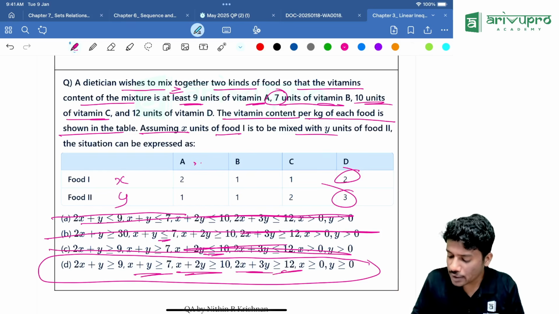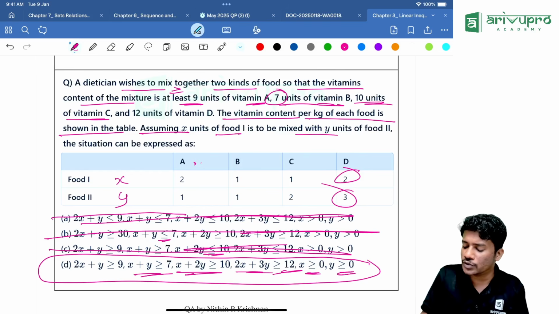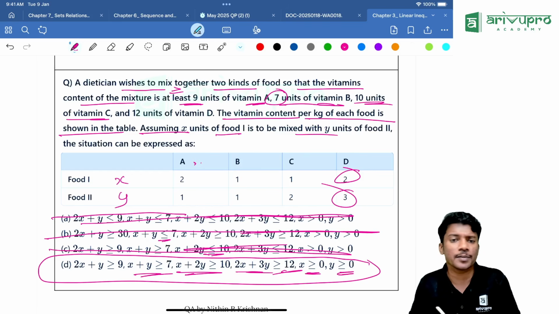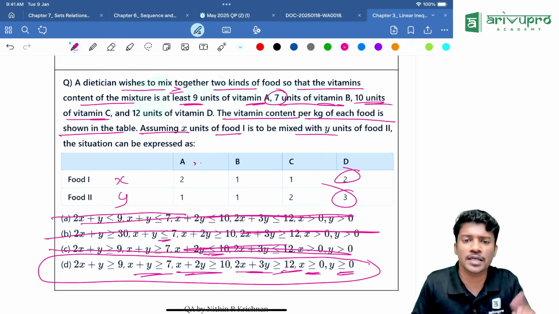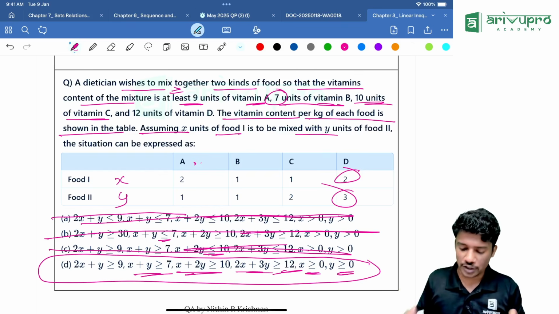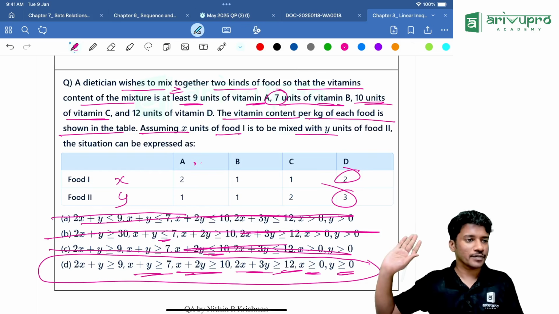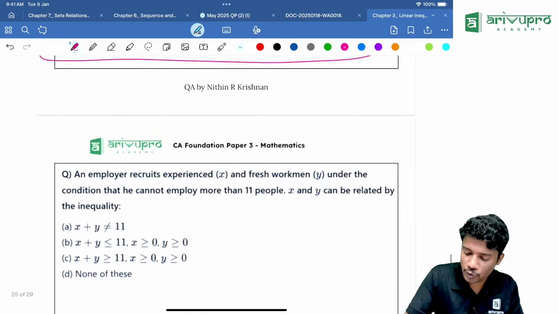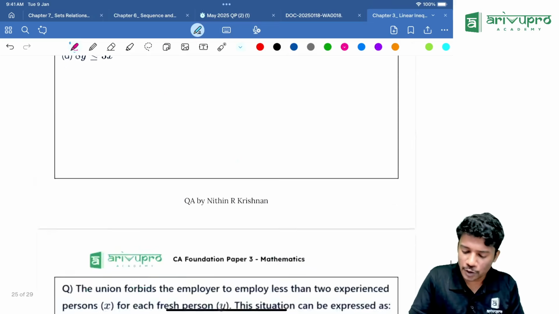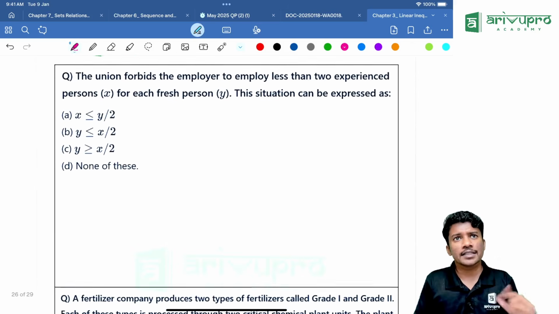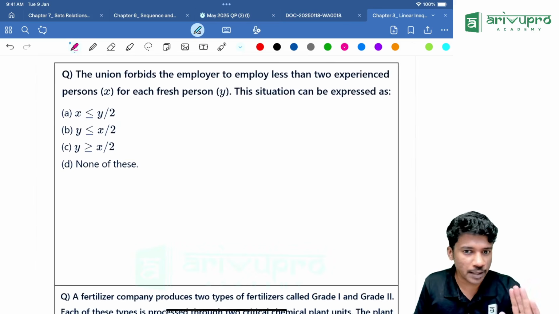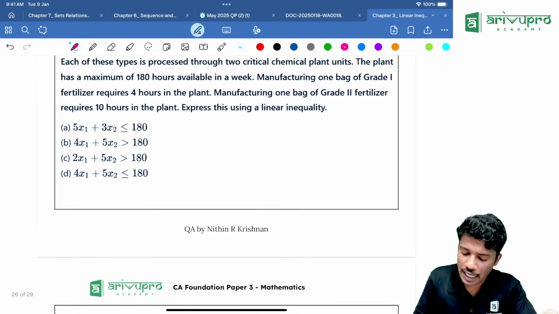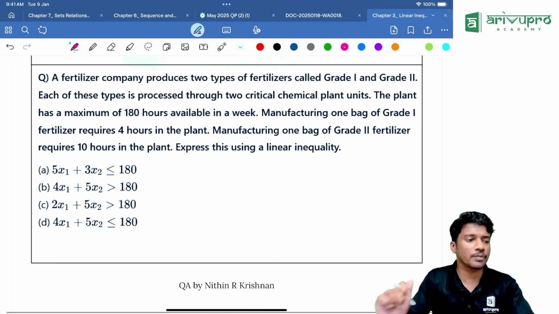Then x greater than or equal to 0 and y greater than or equal to 0. That means the x and y values should be greater than or equal to 0. Cleared up? Everyone understood this? Anyone having doubt? Yes, one of the easiest questions. It was there in the January attempt, and I think in the September attempt also. Same type of question. Rather than a graph, they are asking this type of question.